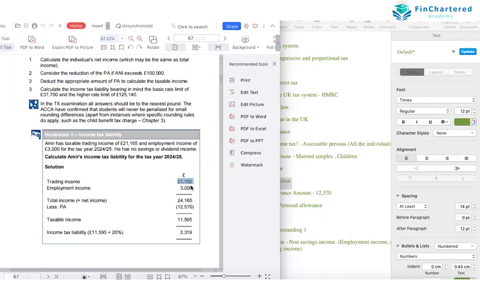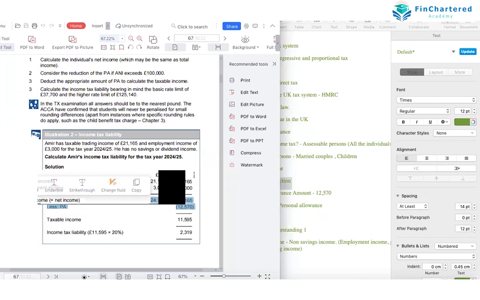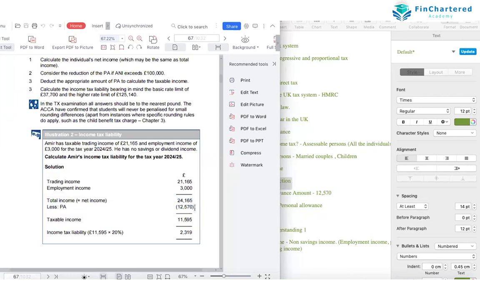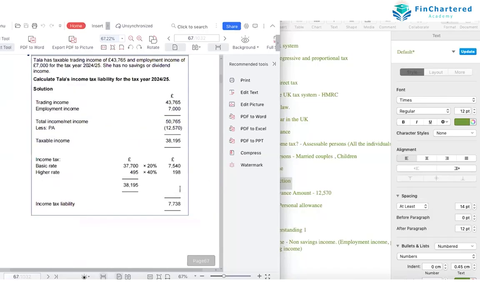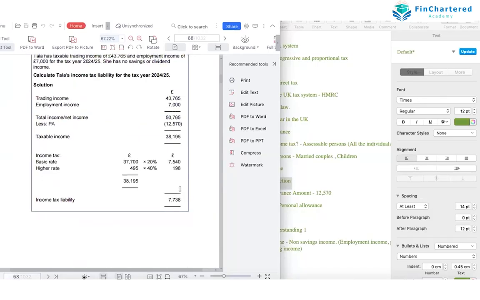Trading income is 21,000, employment income is 3,000 for Amir. Total income is 24,000, from which you deduct the personal allowance of 12,570. So taxable income becomes 11,000. Because he falls within 37,700, he is paying tax of only 20%. So his liability is 2,319. There's nothing new at all.